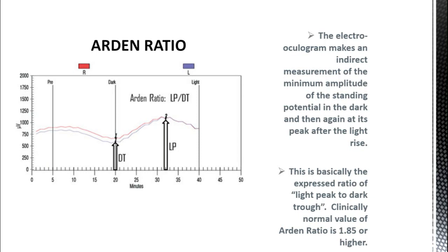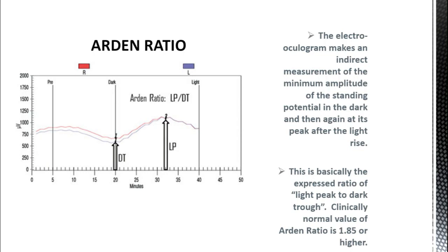When the human eye is subjected to a dark room for 15 minutes, and it is also subjected to light for 15 minutes, the rods are responsible for the dark vision, and the cones are responsible for the bright vision. So when the human eye is subjected to darkness for 15 minutes, at the end of the process, it hits a dark trough. And same goes for the light peak. The light peak happens at around 7 to 12 minutes.